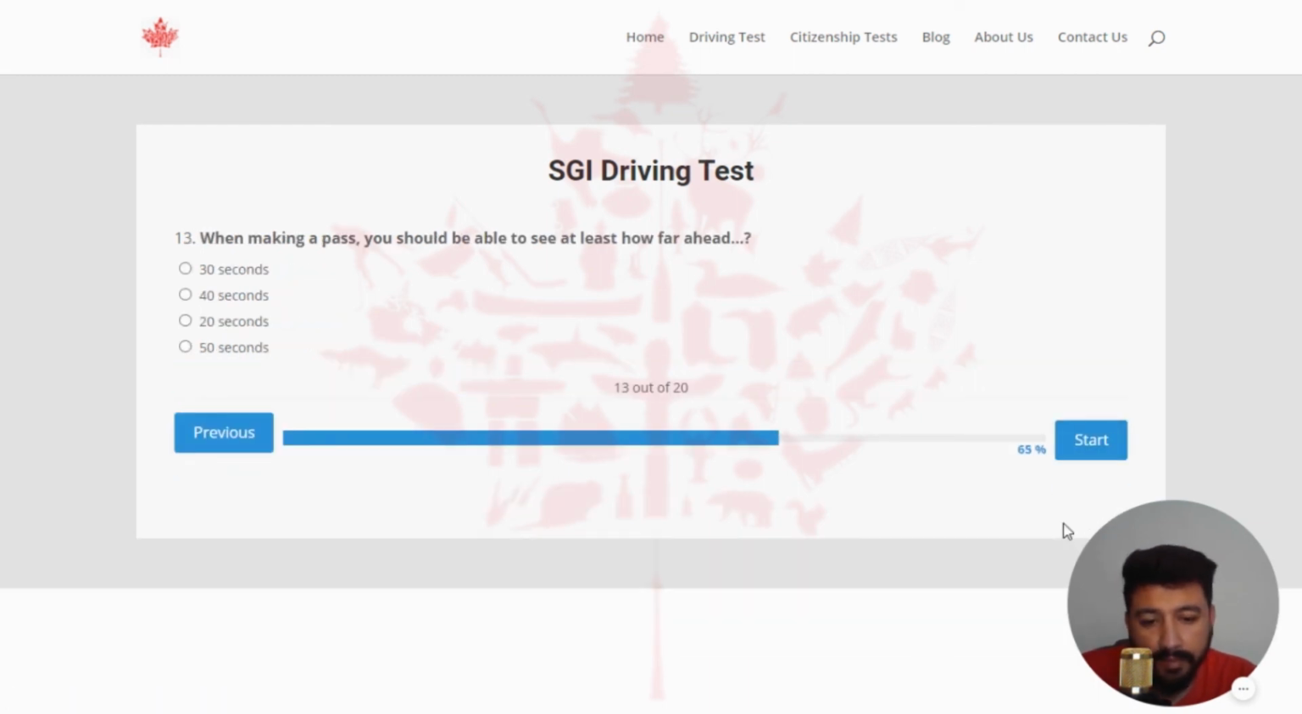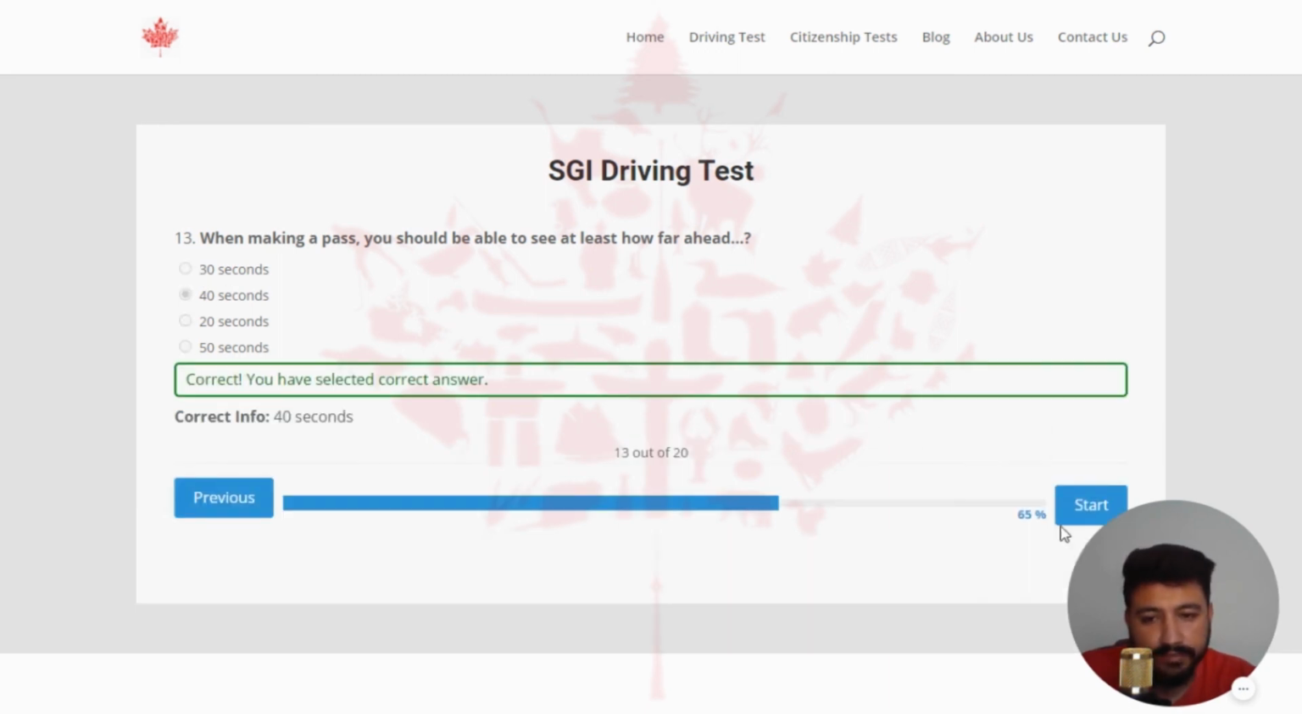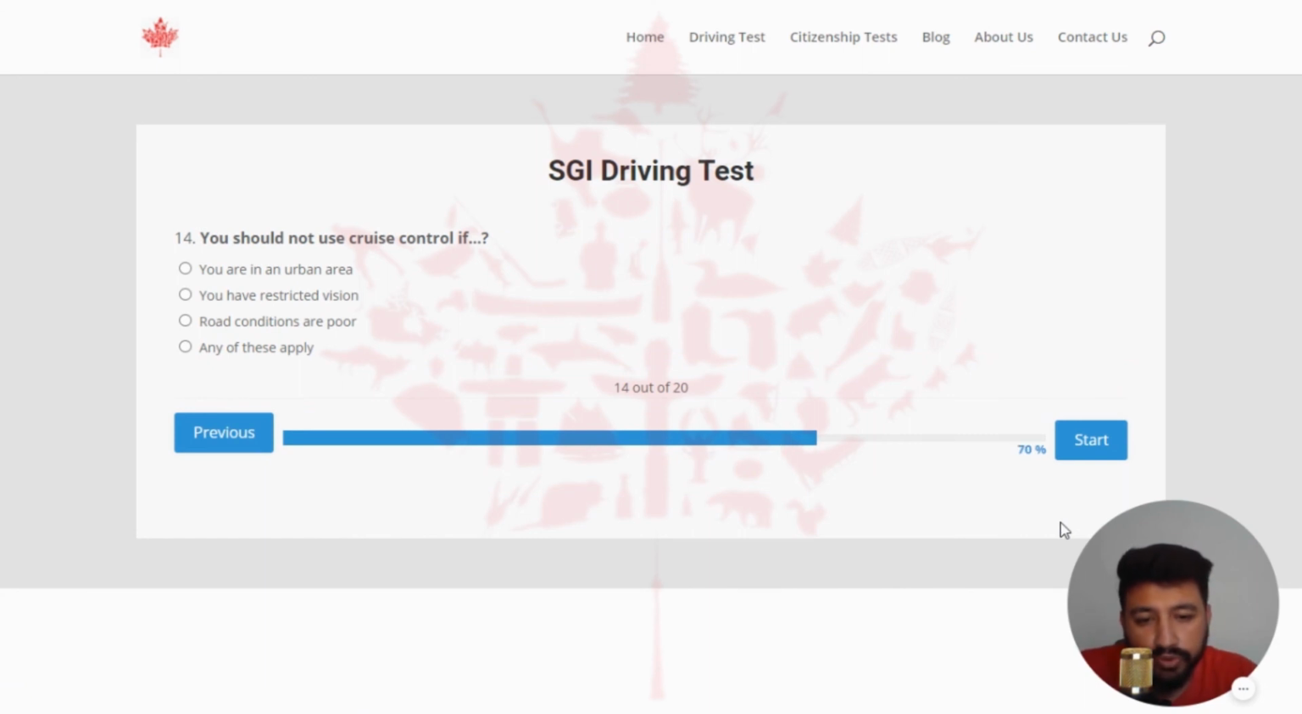Next, when making a pass, you should be able to see it at least how far ahead. The right answer of this question is 40 seconds. Yeah. Next, you should not use cruise control if. The right answer of this question is any of these apply. So I'm going to select the last one.